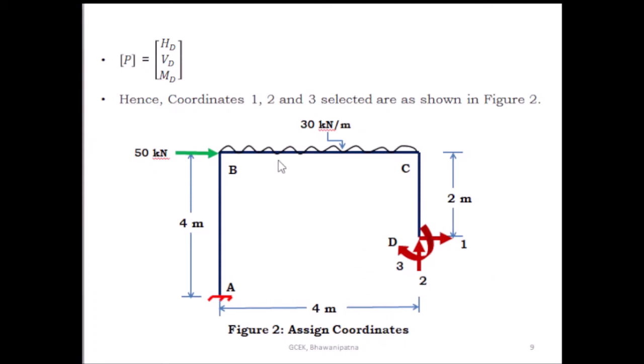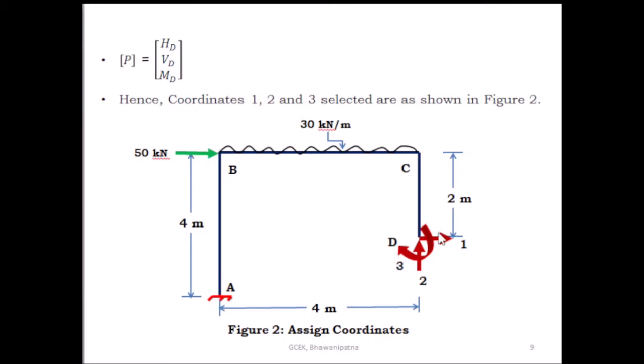So what do you have to do? First you have to find out the moment in each span by considering the external loading. Then by applying the unit force in coordinate direction 1, you have to find out the moment in each span. Then by applying the unit force in coordinate direction 2, you have to find out the moment in each span.